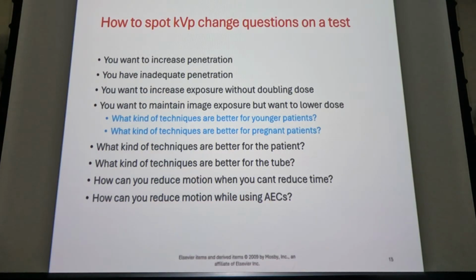So then you might have questions about what kind of techniques are better for patients, and that would be increased kVp, reduced mass. What kind of techniques are better for the X-ray tube? The main thing that kills the X-ray tube is heat, and the thing that creates your heat is mass. So same answer, increase kVp, reduce mass. How can you reduce your motion when you can't reduce time?